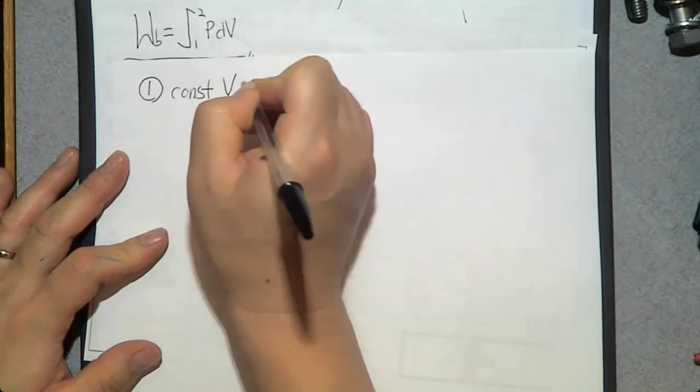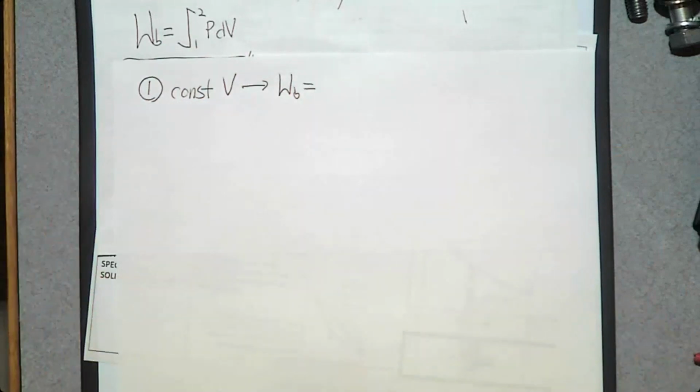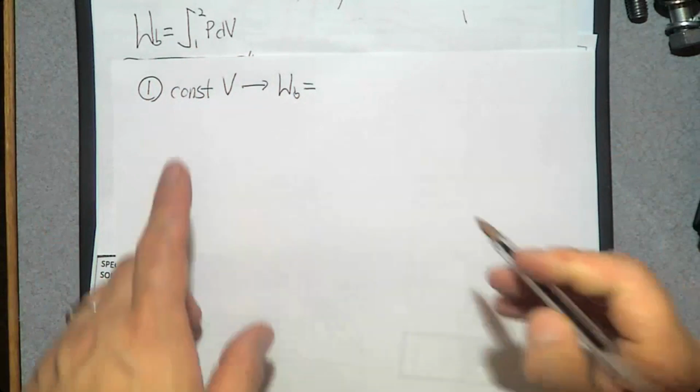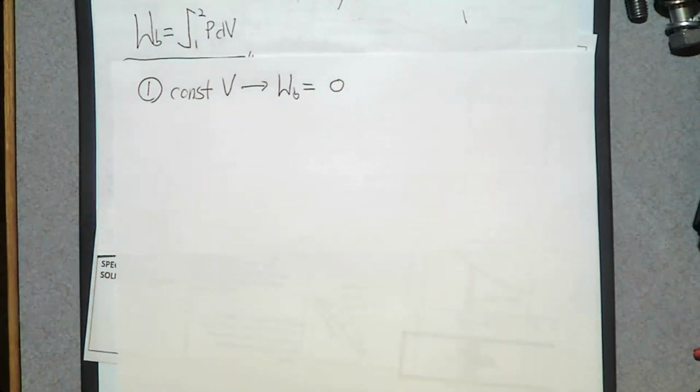Number one, constant volume process. When you have a constant volume process, what is the moving boundary work? You can answer that without even looking at that. Zero, because it's a constant volume. Is there a moving boundary? No. So the moving boundary work when you have a constant volume process is zero. Very simple.